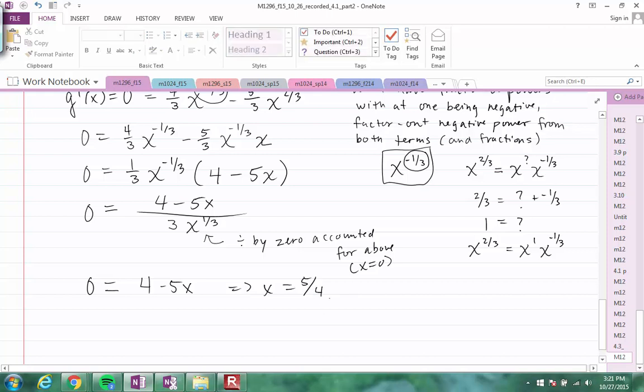So that is our, just kidding, not 5/4. Maybe I should just do the math instead of trying to be fancy and do it in my head. Sorry about that. 5x equals 4, so x equals 4/5. Good. So this is another critical value.